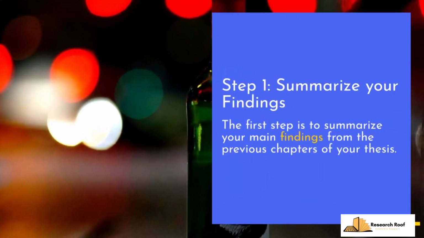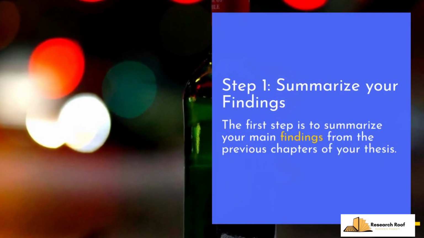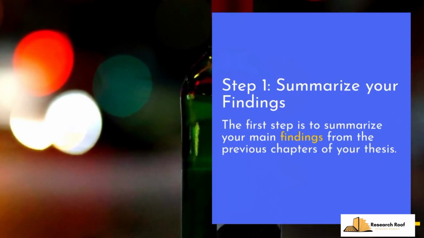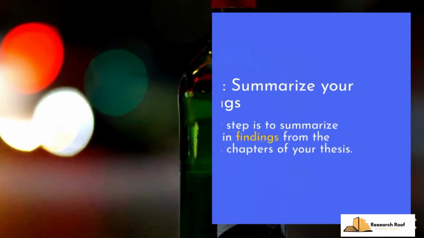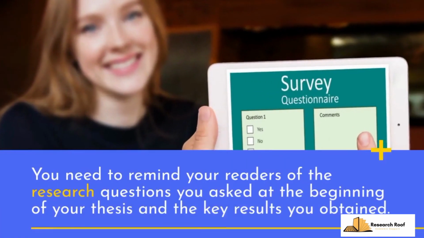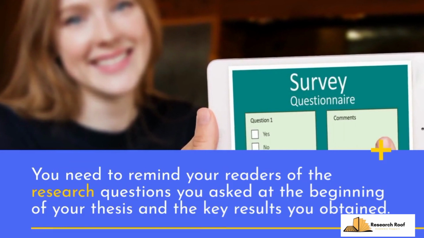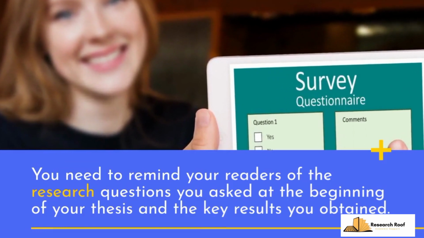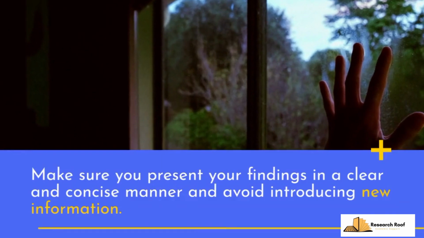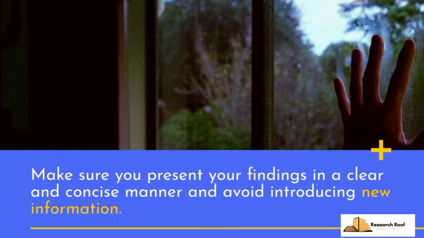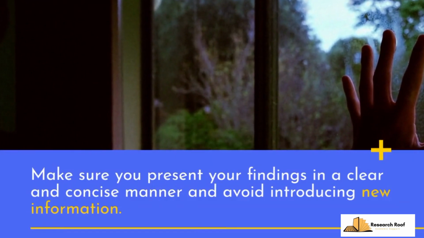Step 1. Summarize your findings. The first step is to summarize your main findings from the previous chapters of your thesis. You need to remind your readers of the research questions you asked at the beginning of your thesis and the key results you obtained. Make sure you present your findings in a clear and concise manner and avoid introducing new information.